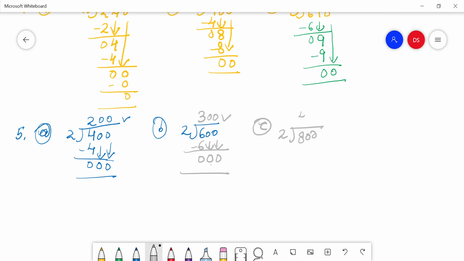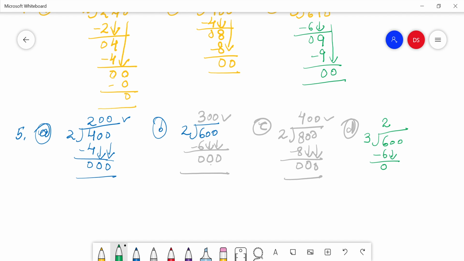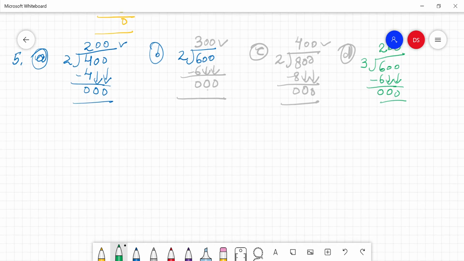2 4s are 8. 8 minus 8 is 0. When we divide 0 by 2, it will be 0. Again it will be 0. The answer is 400. Now D part of question number 5 is 600 divided by 3. 3 2s are 6. 6 minus 6 is 0. Then we will take 0. Here it will be 0 and 0 means 0. The answer is 200. Now children, we will move to the next question, number 6.